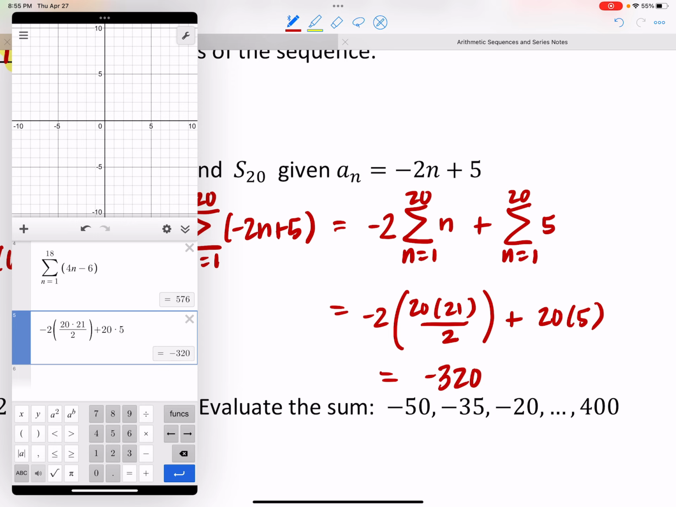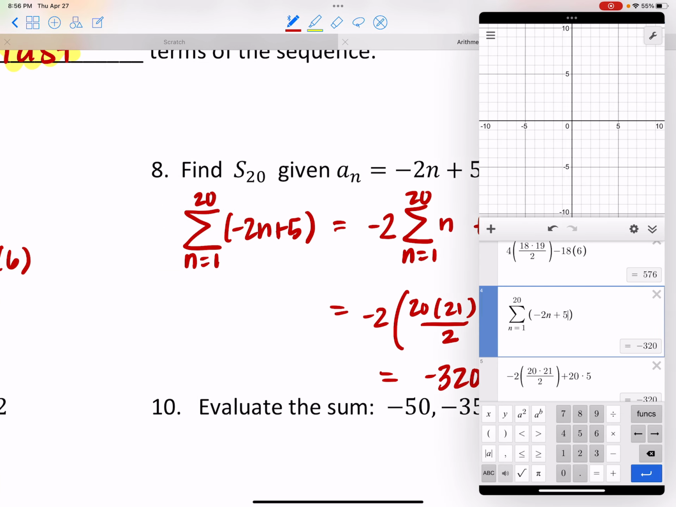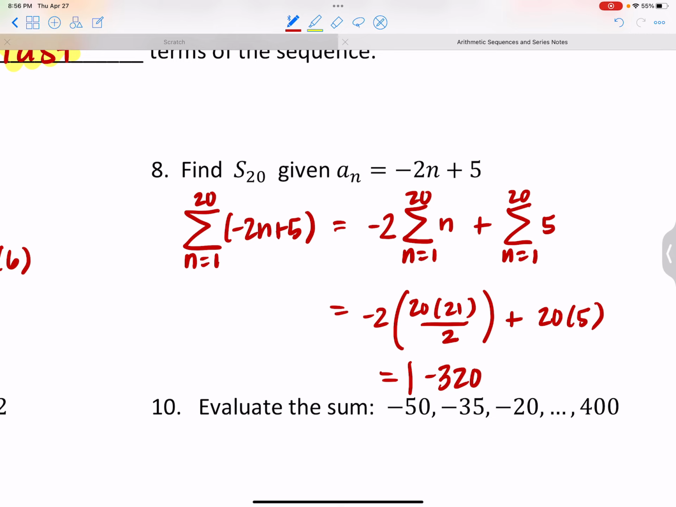And now I'm just going to verify this with my sigma notation that I've already typed into the previous spot. So let's put 20 in there instead. And let's put negative 2n. Come on, calculator. Plus 5 and negative 320. So I verified my work. Okay? So there we go. We've evaluated 2 of our sums.